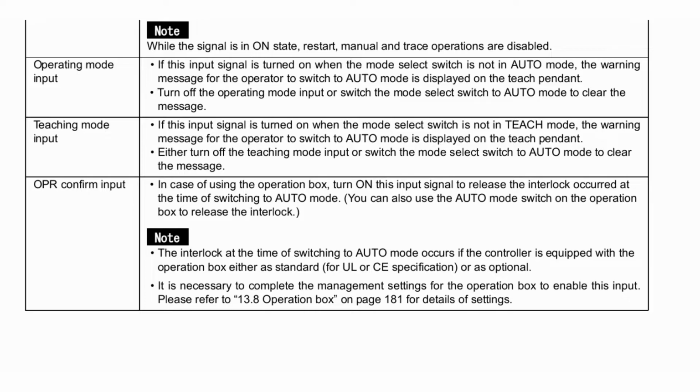Note: the interlock at the time of switching to auto mode occurs if the controller is equipped with the operation box either as standard for UL or CE specification or as optional. It is necessary to complete the management settings for the operation box to enable this input. Please refer to 13.8 operation box on page 181 for details of settings.